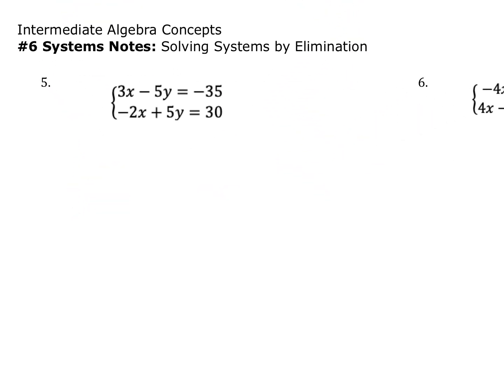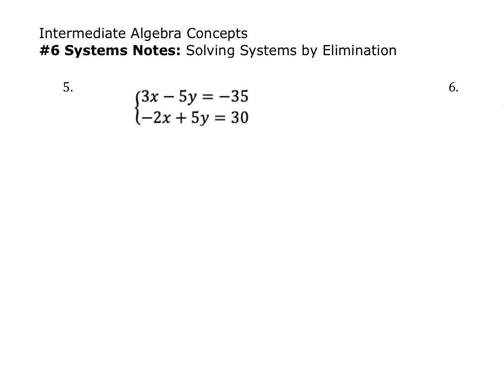Okay, let's try the second page. We've got 2 more on the second page. Let's look at this number 5. I have 3x and a -2x. Those are different digits, that 3 and that 2, they're not the same digit, so I'm going to ignore those two. And then I have a -5y and a positive 5y.